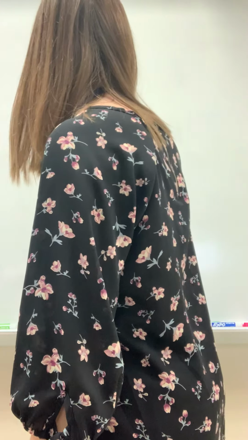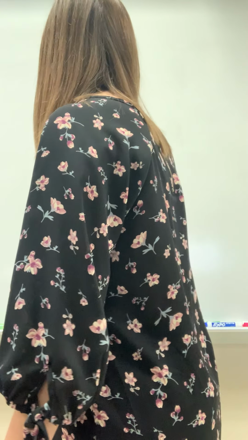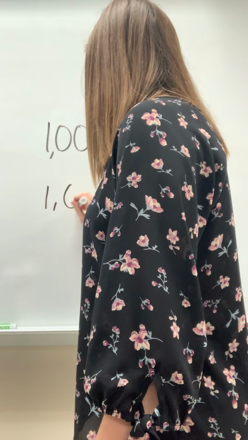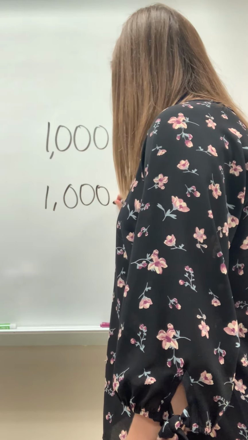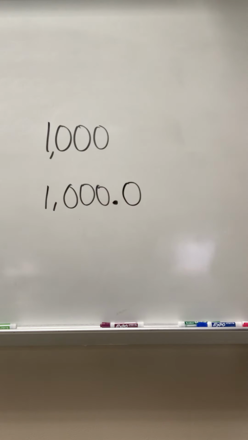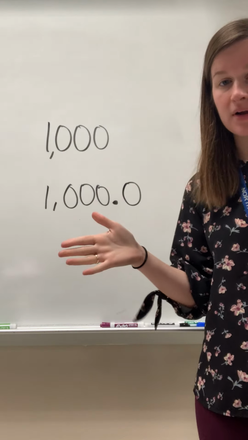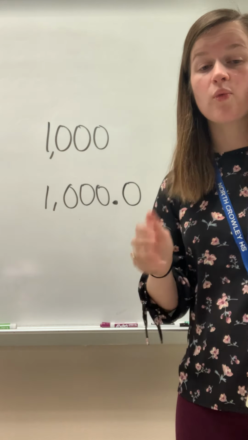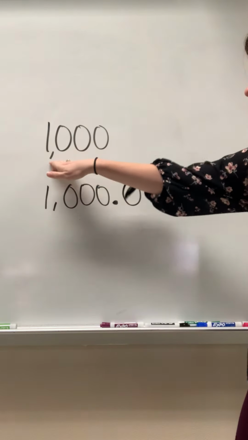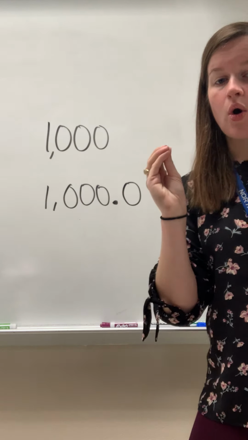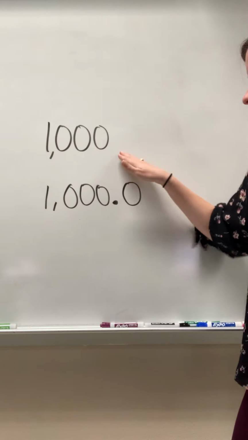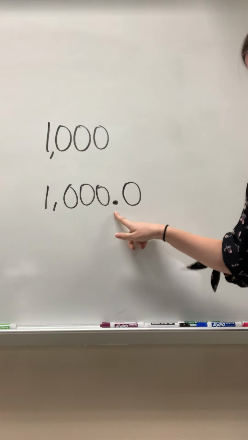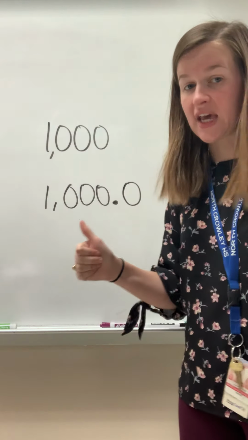I could write 1,000, okay? And then I could write 1,000 again, but this time I put a decimal and a 0. Okay, it's the same number, but one of these has way more significant figures. One of them we're way more confident in. And so ending zeros only count if you have a decimal. So this one has no decimal. These zeros do not count. This one has a decimal, so these do count.